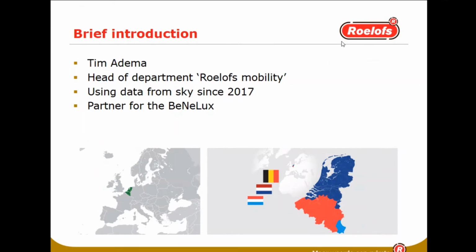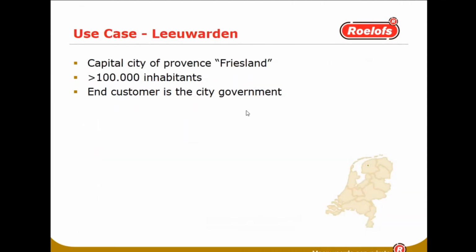We have been using Data from Sky since 2017. We already have 200 locations used with Data from Sky in the Benelux. Benelux stands for Belgium, Netherlands, Luxembourg. You can see the countries here below, so that's our market, and we are a partner for using Data from Sky with RCE. Well, in this case, we're going to give an example of the city Leeuwarden.